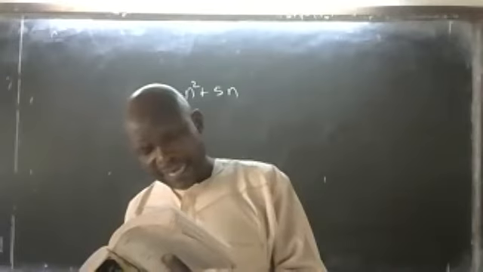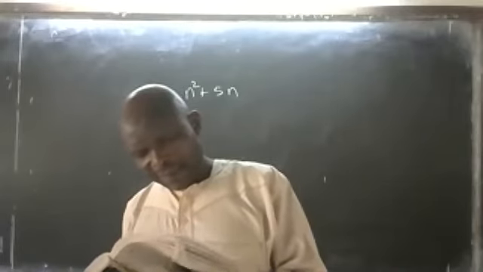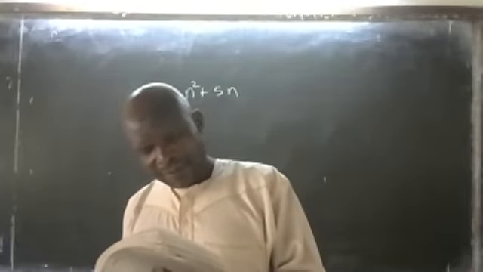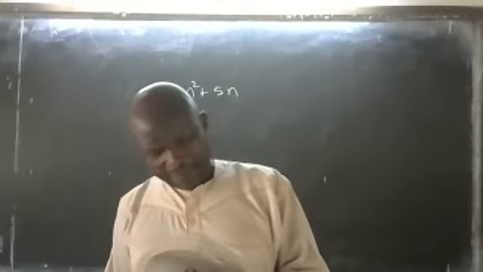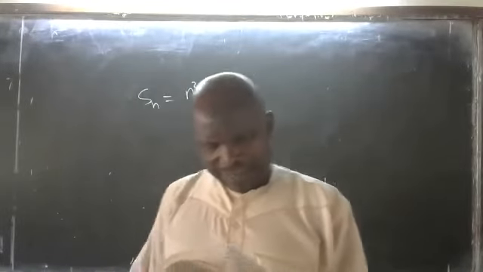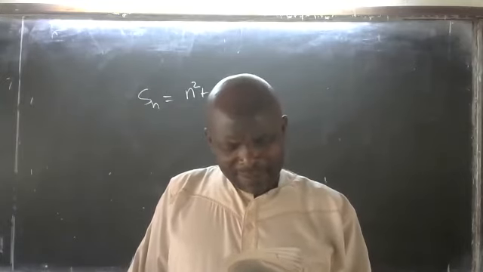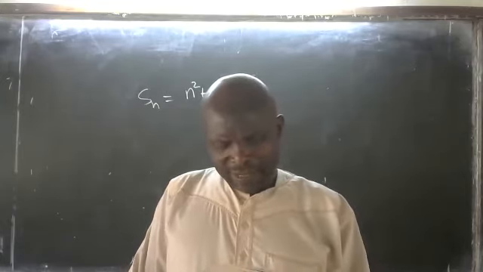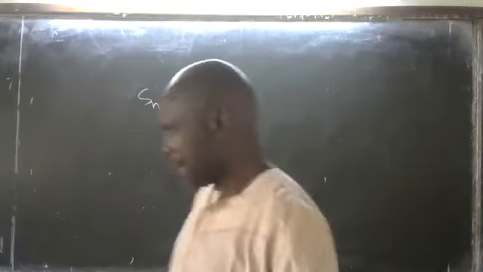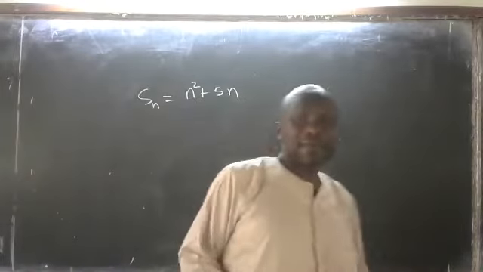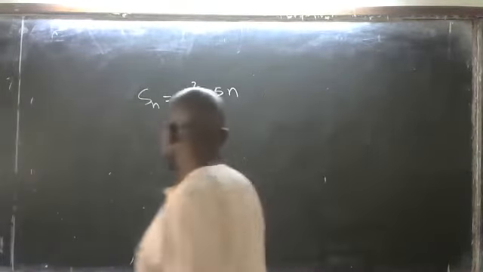The sum of the first n terms of a certain series is given by that, for all integral values of n. Find the first three terms of the series and show that it is an AP. So this is a bit tricky question.